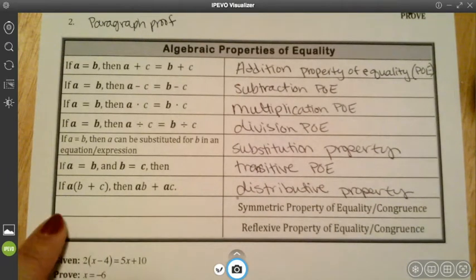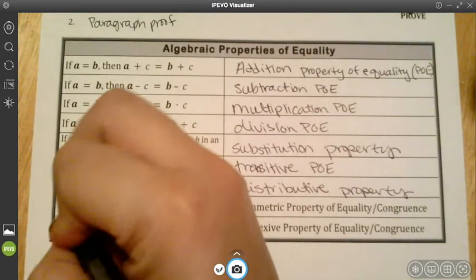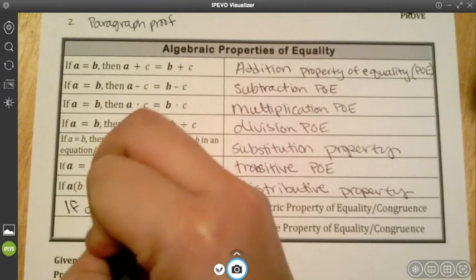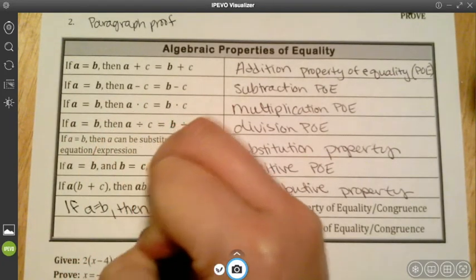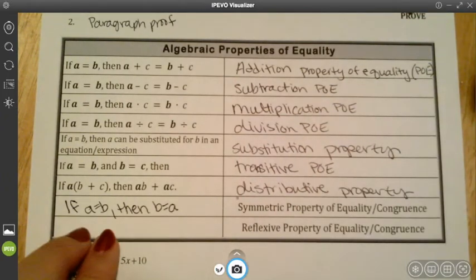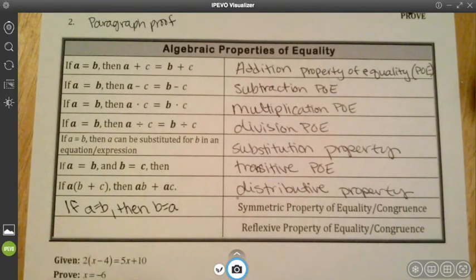Our next property is the symmetric property of equality. Now these last 2 get confused sometimes, so I want you to pay special attention to some of the differences. Symmetric means that there's something the same about it. So for the symmetric property, we say if A equals B, then B equals A. There's this symmetry about it. We can also say if A is congruent to B, then B is congruent to A. So we can replace that equal sign with a congruence sign for this property.